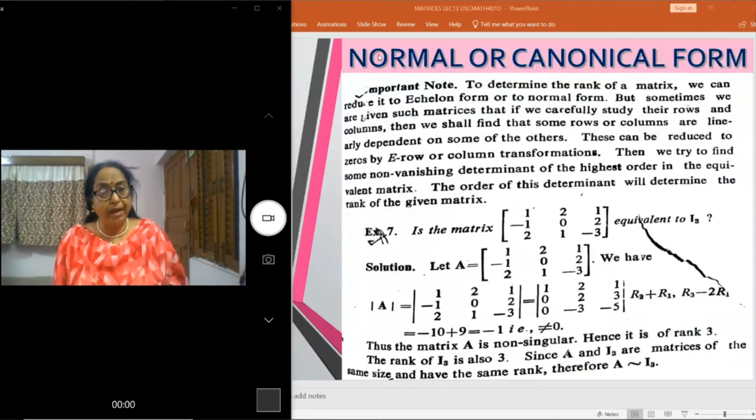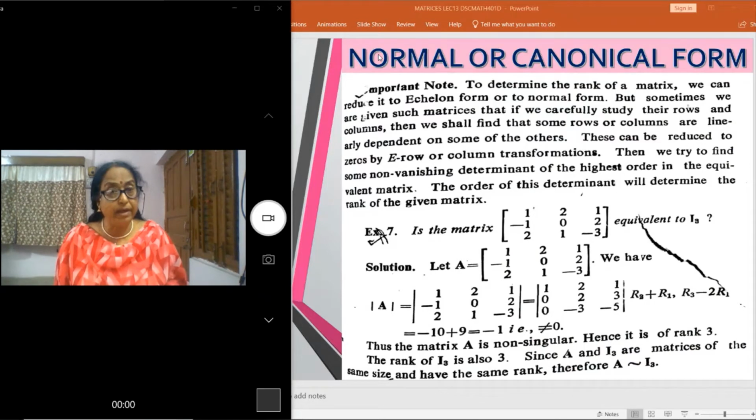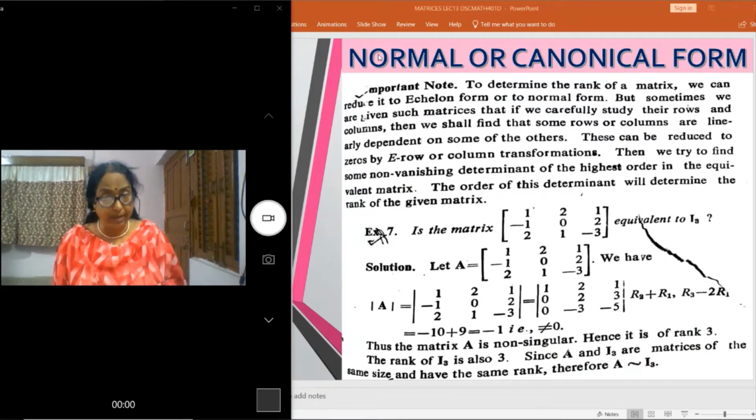Today, we will find the rank of the matrix using the normal form, or it is also called the canonical form. So, at first, we do the example. As you can see, example 7: show that the matrix is equivalent to I3.